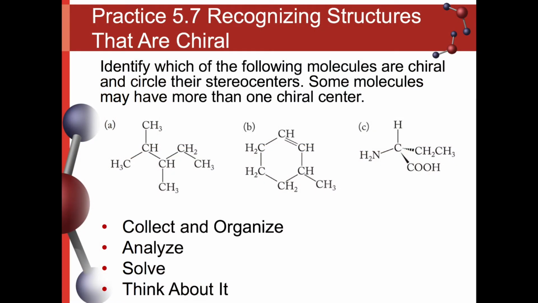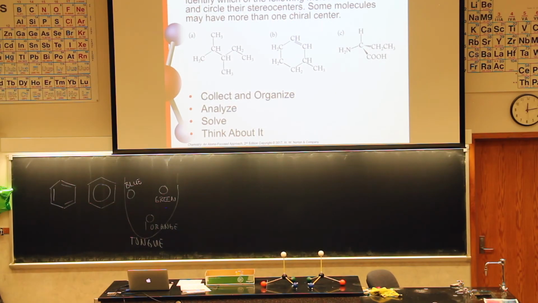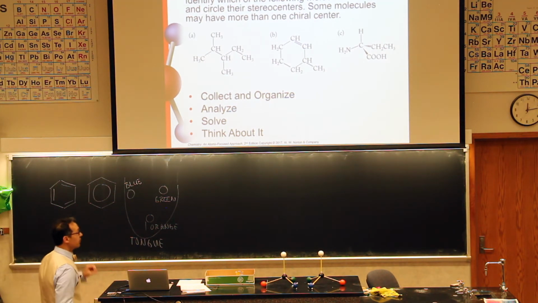It looks like this here. Here are 4 molecules. Can we find carbon atoms on each one that have 4 unique things attached? So molecule A, can you identify a carbon atom on molecule A that has 4 unique things attached?